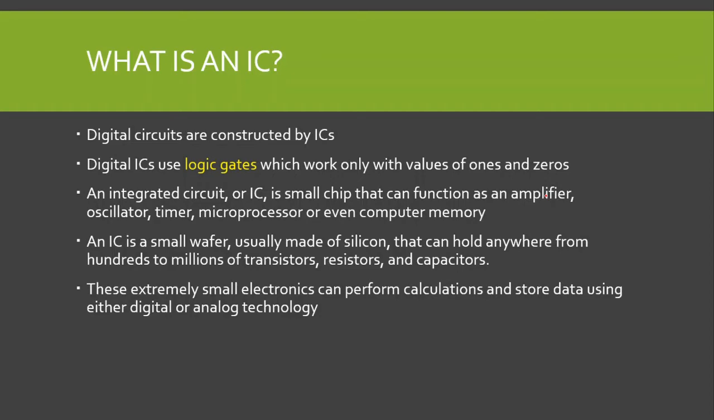Now, what is an IC or an integrated circuit? An integrated circuit is actually a small chip that can function as an amplifier, as an oscillator, as a timer, as a microprocessor, or even computer memory. So an IC is a small wafer that is usually made of silicon, and it can hold hundreds of millions of transistors, resistors, and capacitors. So these extremely small electronics can perform calculations and store data using either digital or analog technology.